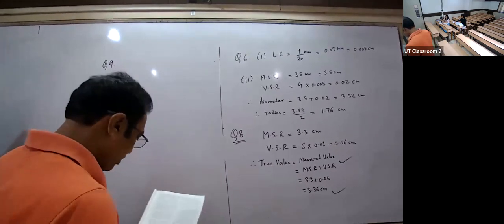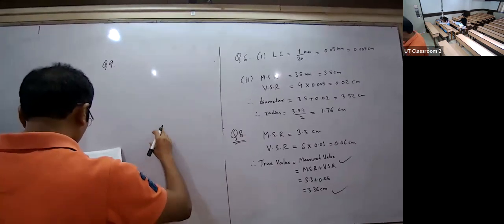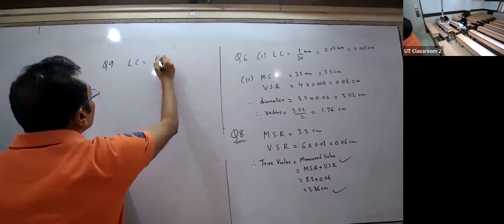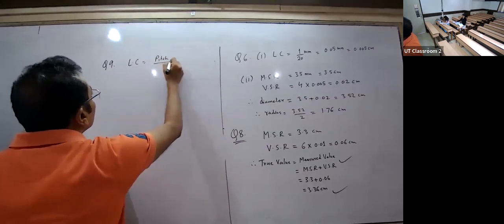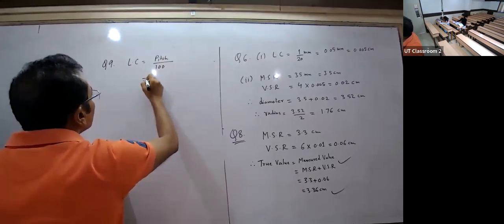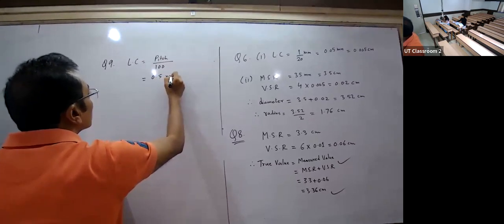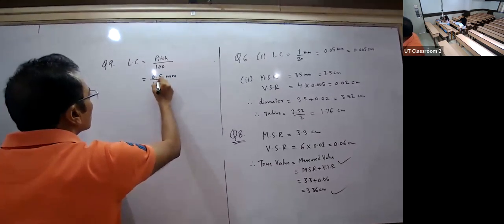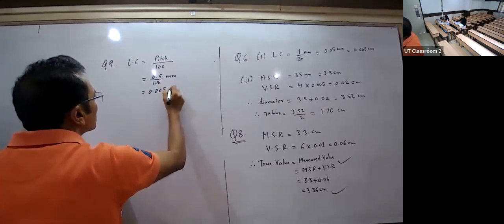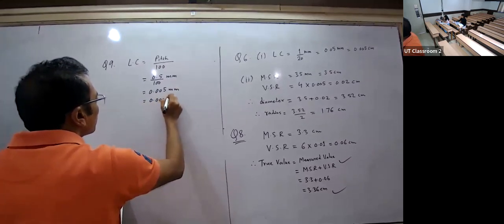Pitch is given as 0.5 millimeter. The circular scale is divided into 100 parts. Least count is pitch upon number of divisions on the circular scale. Pitch upon 100, in this case 0.5 millimeter divided by 100, is 0.005 millimeter. This is the least count. In centimeter, it will be 0.0005.